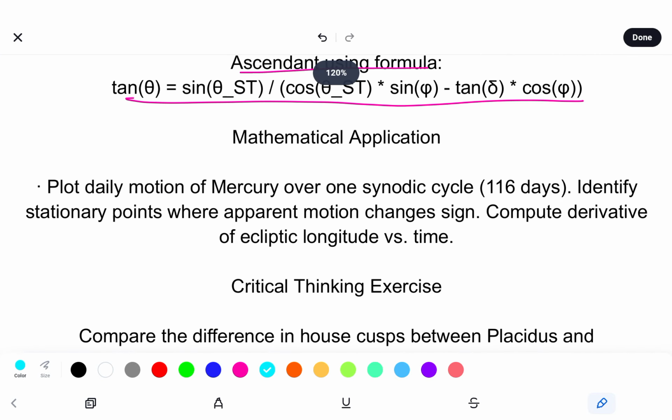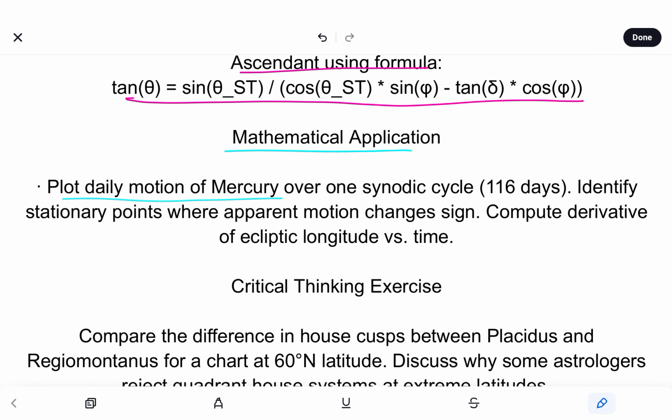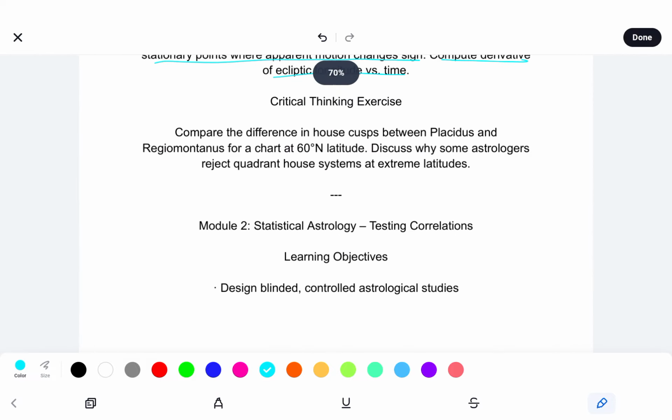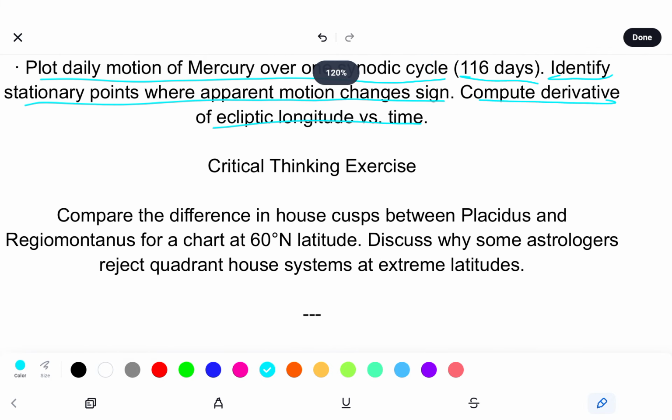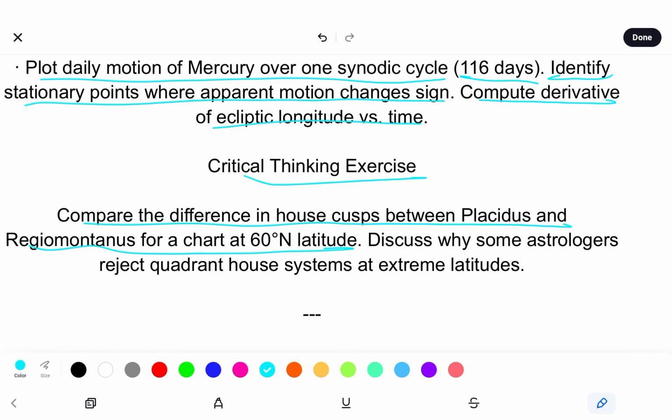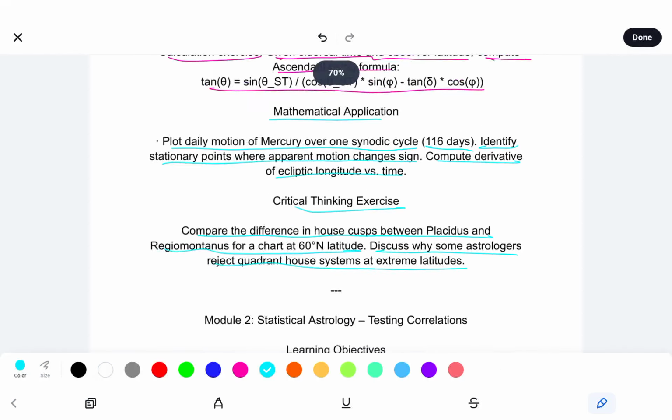And we have a mathematical application. Plot daily motion of Mercury over one synodic cycle, which is 116 days. Identify stationary points where apparent motion changes sign. Compute the derivative of ecliptic longitude versus time. We have a critical thinking exercise here. Compare the difference in house cusps between Placidus and Regiomontanus for a chart at 60 degrees north latitude. Discuss why some astrologers reject quadrant house systems at extreme latitudes.